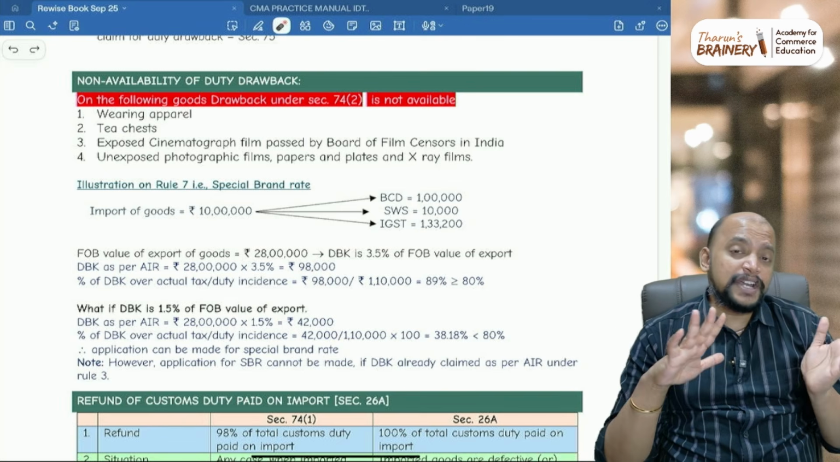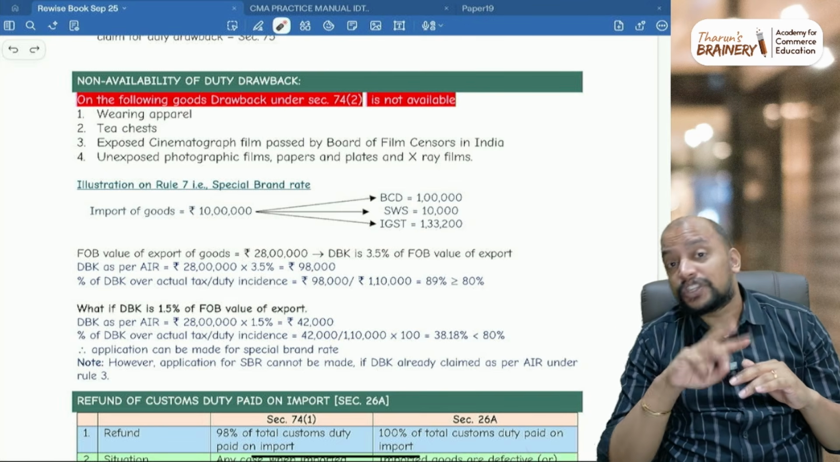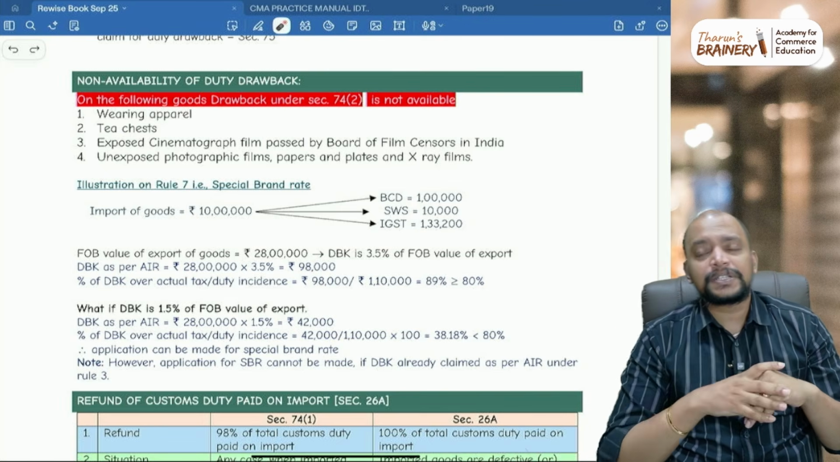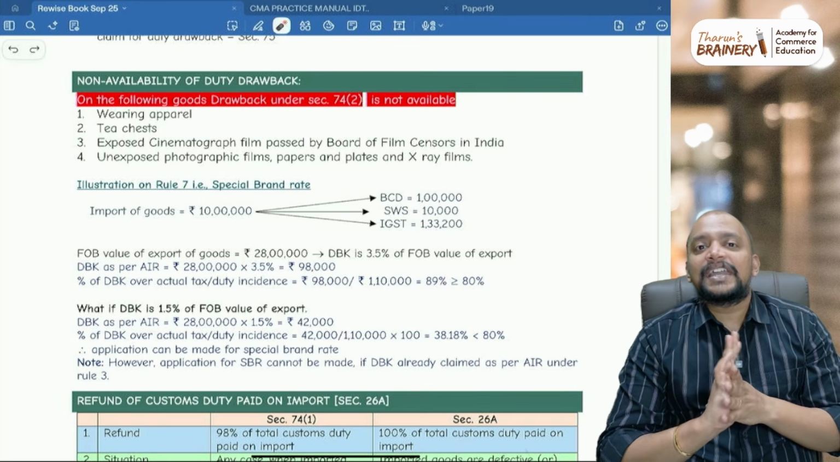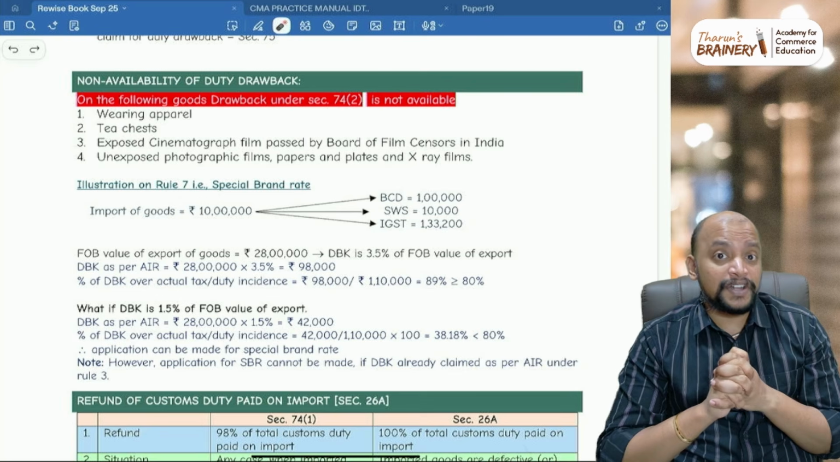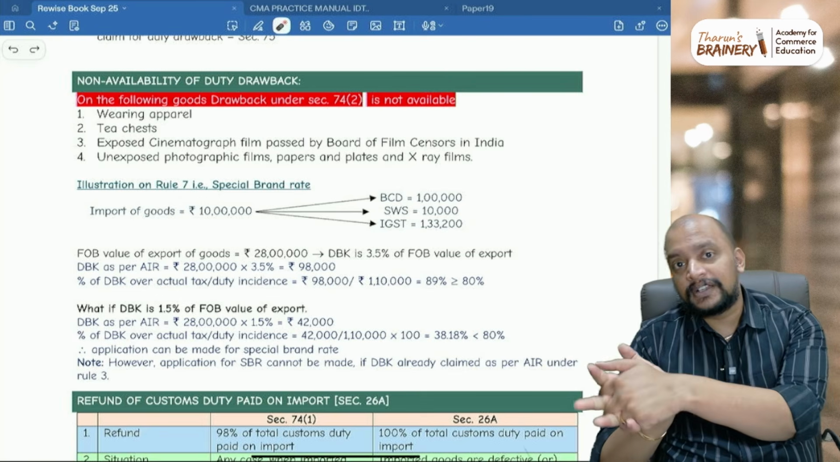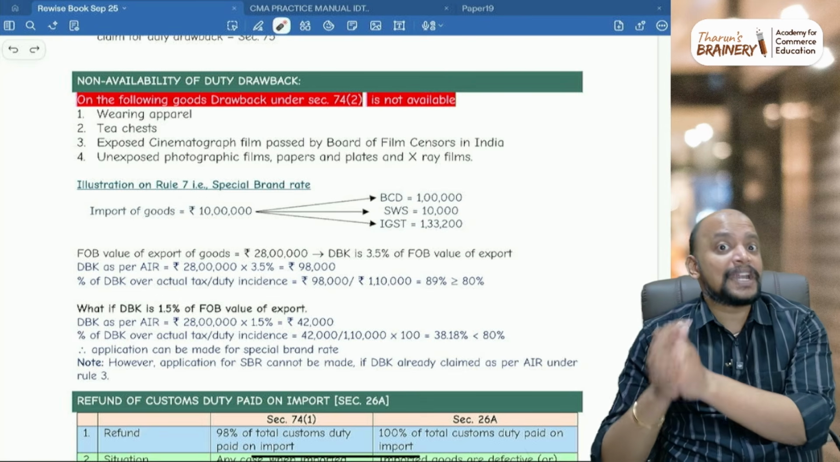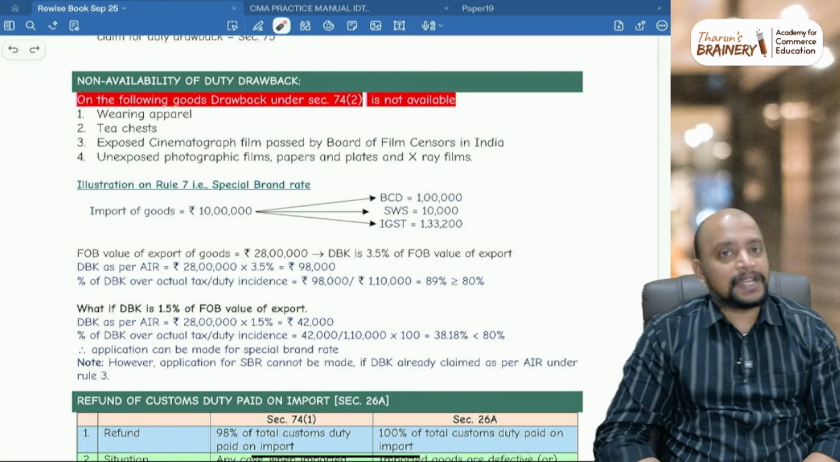No. What if it is imported and it is exported without use, as such, without use? Then in that case, they will get duty drawback, because the restriction is only in case of 74 subsection 2, not for 74 subsection 1. So if imported goods are exported as such without use, duty drawback is available.